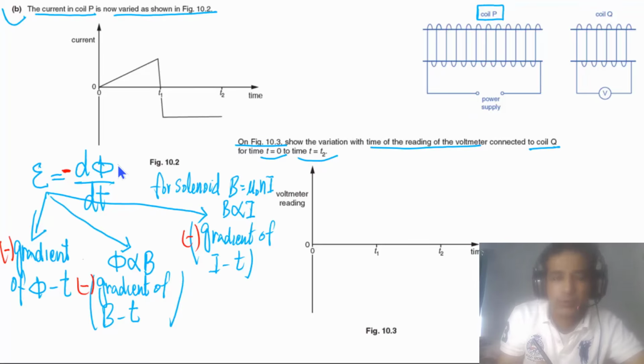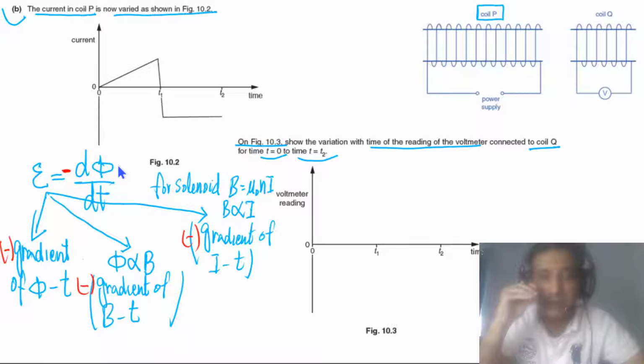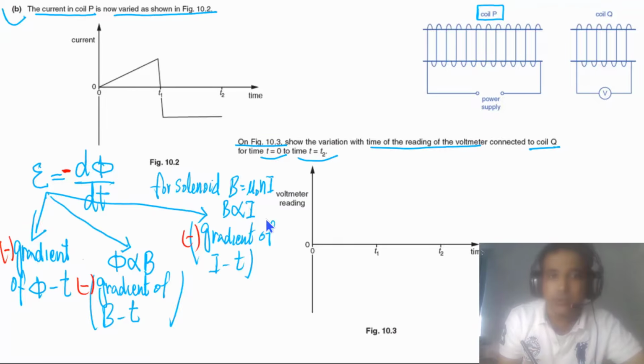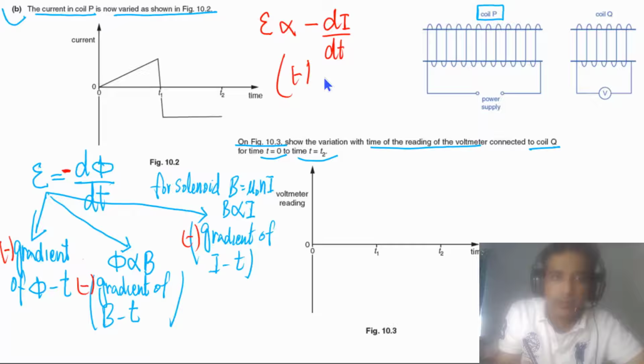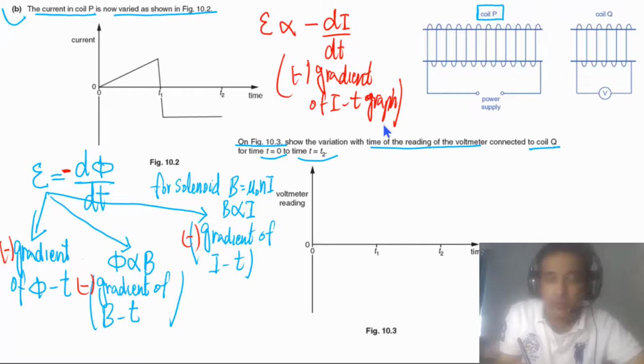This is a very important point. This has to be in your mind, and you will see most of the graphs about electromagnetic induction are simply based on this concept. Now in this case we have the I against T graph, so EMF is proportional to minus di by dt, or simply the negative gradient of the I-T graph. This is the main concept you need to understand to answer this question.